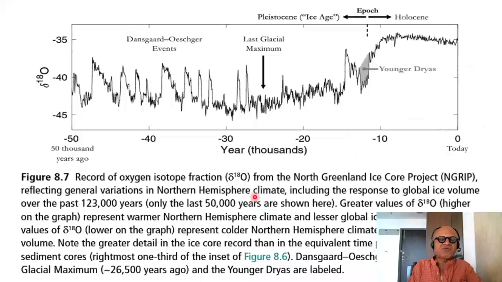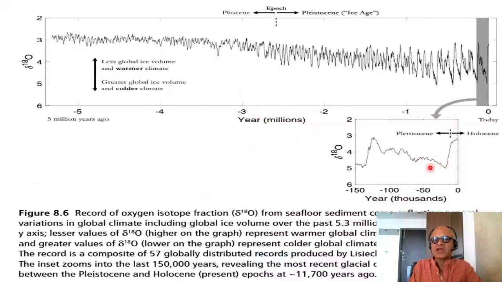Okay, so here is the record of oxygen isotope fractionation from the North Greenland Ice Core Project, or GRIP project, reflecting general variations in northern hemisphere climate, including the response to global ice volume over the last 123,000 years. Only the last 50,000 years are shown here. So it's this part of the record here.